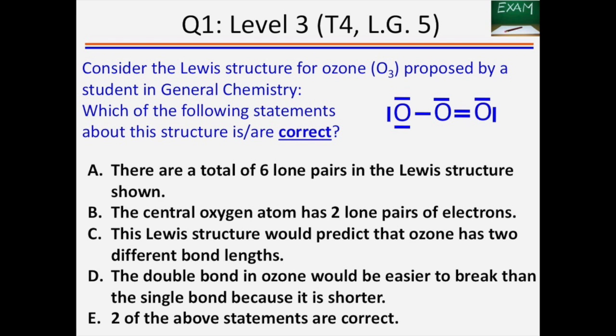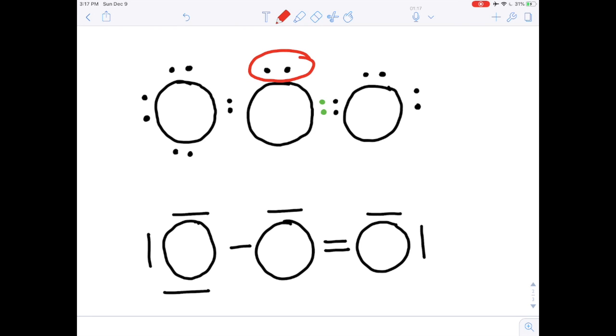Choice B states the central oxygen atom has 2 lone pairs of electrons. This is not correct. The central atom has 1 lone pair. The other 6 valence electrons are being shared with the other oxygen atoms.